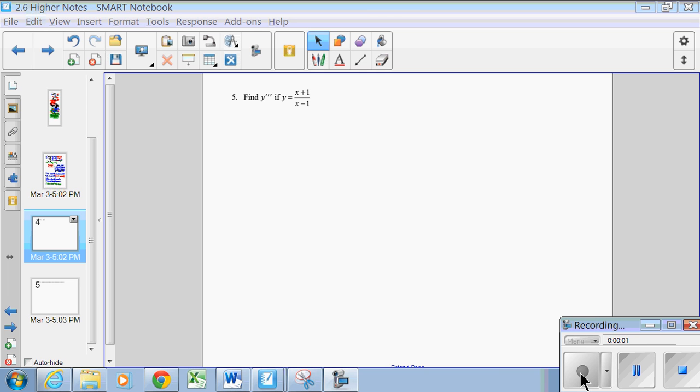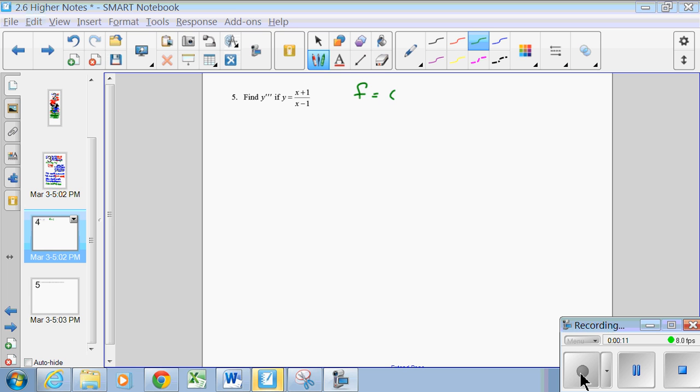This is from higher derivatives, and this is example number 5. Looks like we have to do 3 derivatives, and we're going to start off with our quotient rule. Our top function is x plus 1, so that derivative is going to be 1. Our bottom function is x minus 1, so that derivative is also going to be 1.